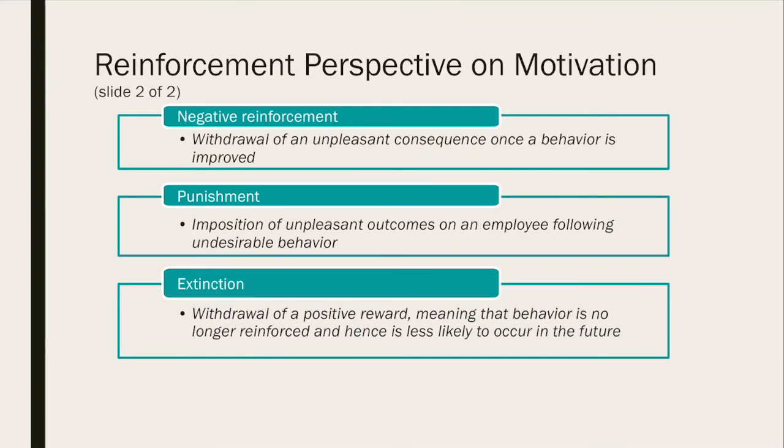Negative reinforcement, as I've said, is the withdrawal of an unpleasant consequence once a behavior is improved. Punishment is imposing an unpleasant outcome. And again, we do see that in companies today. If you're late, you get written up. And if you're late over a certain amount of time, you could get docked pay. You could be fired. So that would be an example of a punishment.